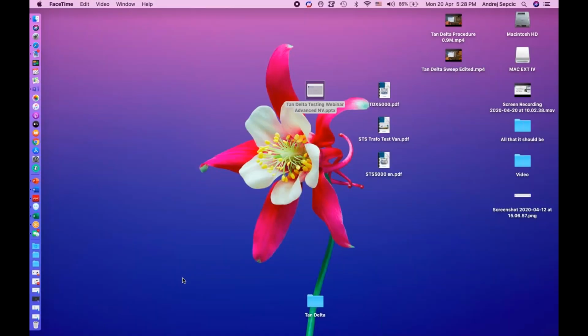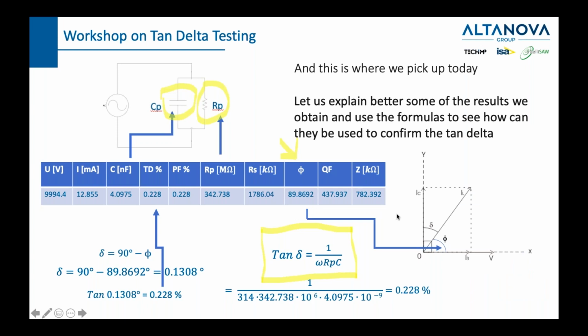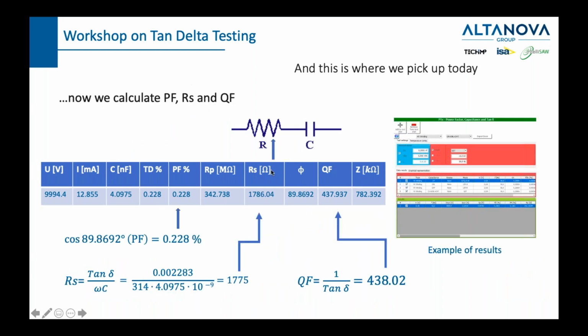Now, let's move on and go to the next slide. In the next slide, we see that we are also assessing power factor. So power factor is nothing but cosine of this angle here. And cosine of 89.8692 would be, again, 0.228%.